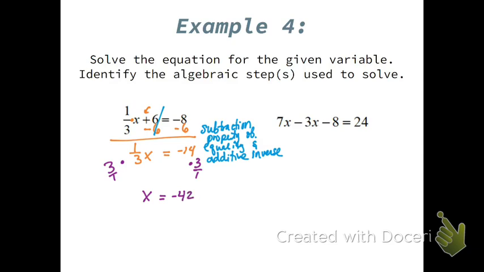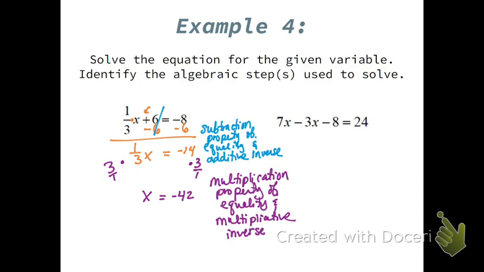And again, kind of two steps in one there. I multiplied both sides by the same value, so it's my multiplication property of equality. And then the 1/3 times 3, kind of canceling out. Again, it's a little sloppy, but turning into a 1x, that's my multiplicative inverse.